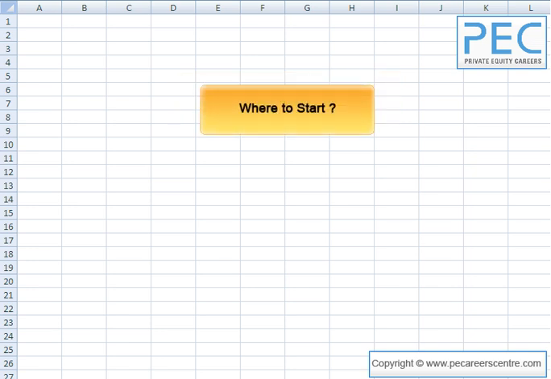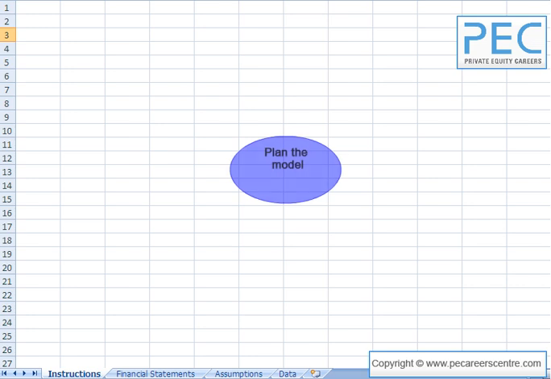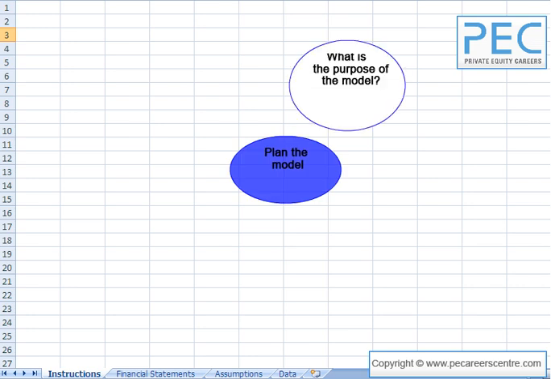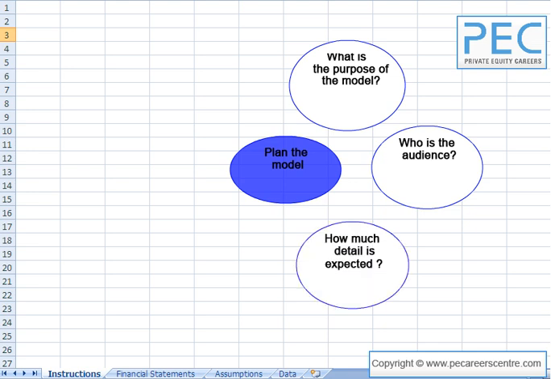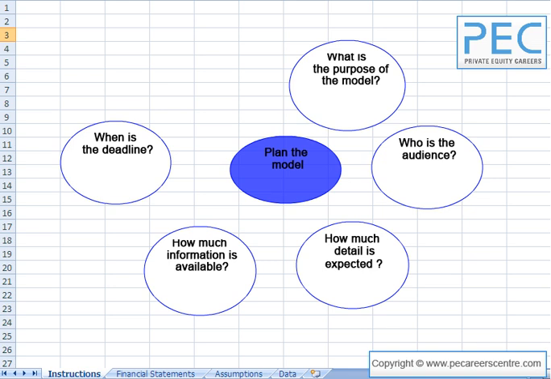Where to start? Plan the model. Things to think about are: what is the purpose of the model? Who is the audience? How much detail is expected? How much information is available? When is the deadline? Do we need a yearly or monthly model?